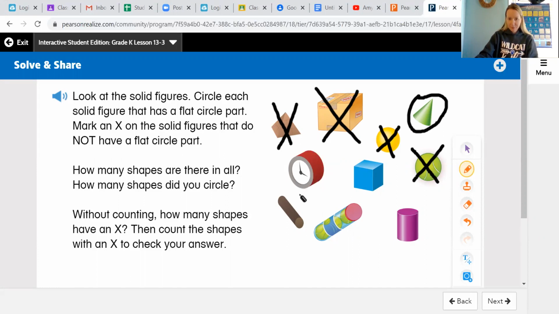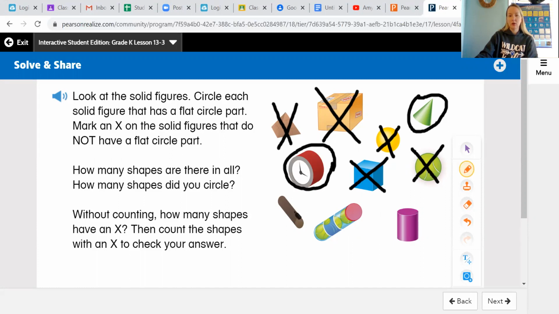Well, let's look at this clock. The clock is shaped like a cylinder, and look what shape the front of it is. The front of it is a circle. Yes, so we will circle that. It has a flat circle part. What about this cube? Do you see any flat circle parts on this cube? No, me neither. So we're going to cross it out.